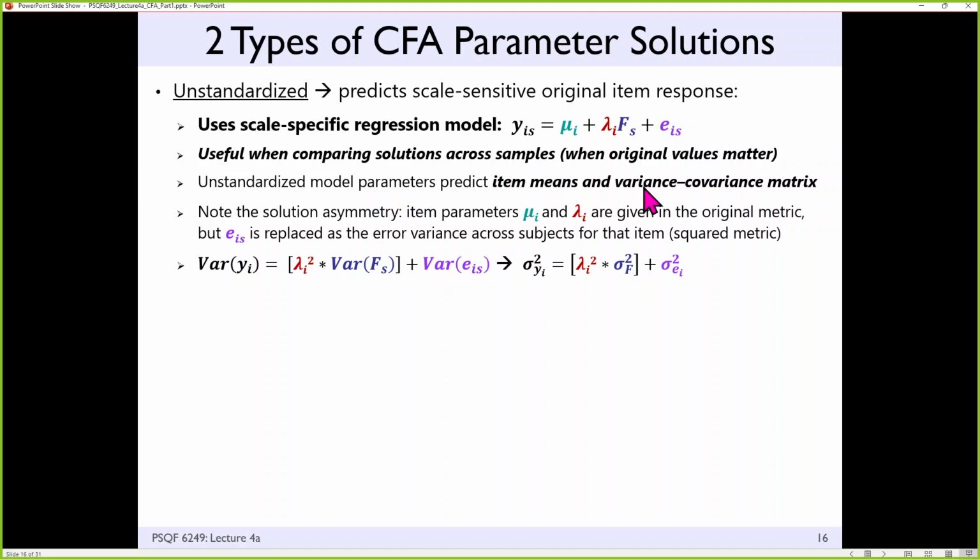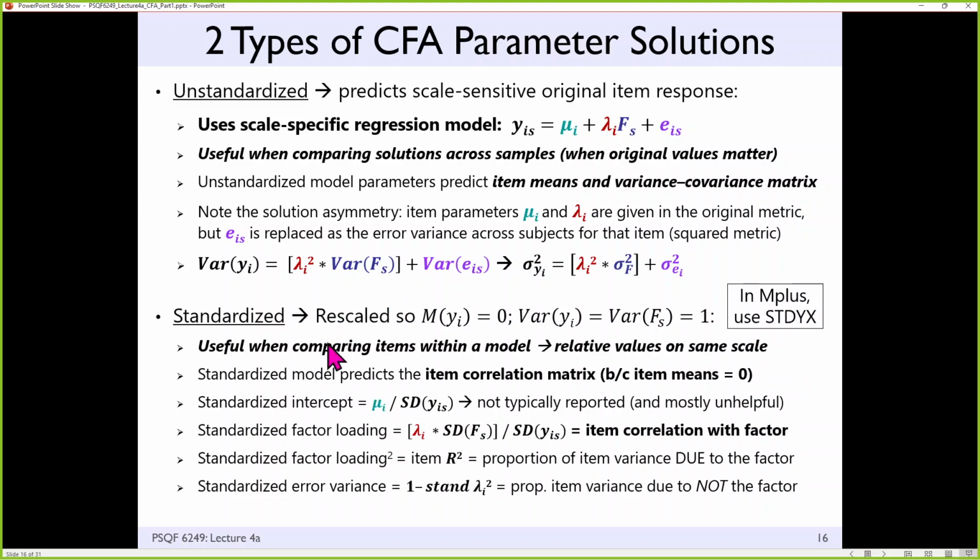These are going to recreate the item means and variance covariance matrix, and then again pointing out the asymmetry. The intercept and the loading are direct item parameters, but E is not a parameter. Its variance across persons is the parameter. So putting it together, the total variance of y is the loading squared times the variance of the factor that it measures, plus whatever is left over is error. This part will get you so far into recapturing that variance, and this just fills in the gap. So E variance just fills in whatever is needed.